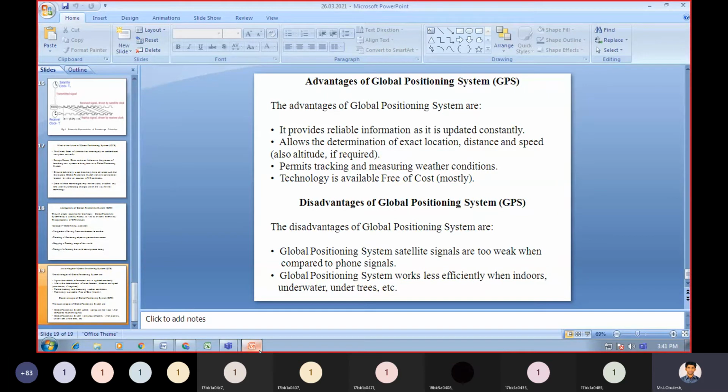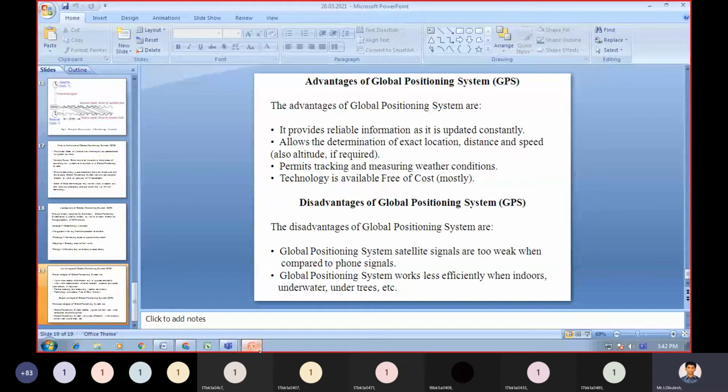And it permits tracking and measuring the weather conditions. Why it permits means, see, if we require, then only we are able to take the weather conditions. Then the last one is, nowadays the technology is available free of cost mostly.